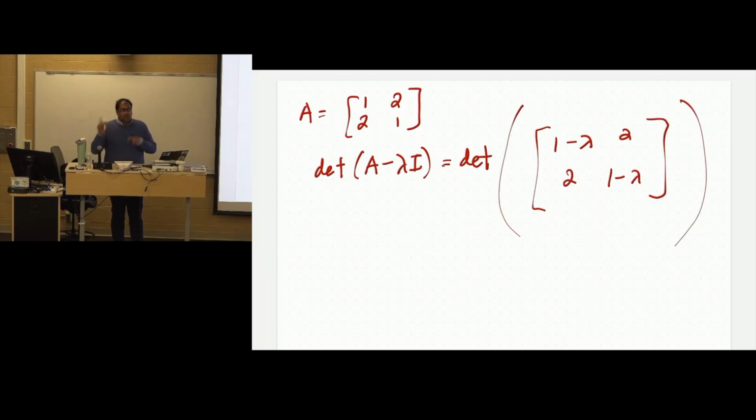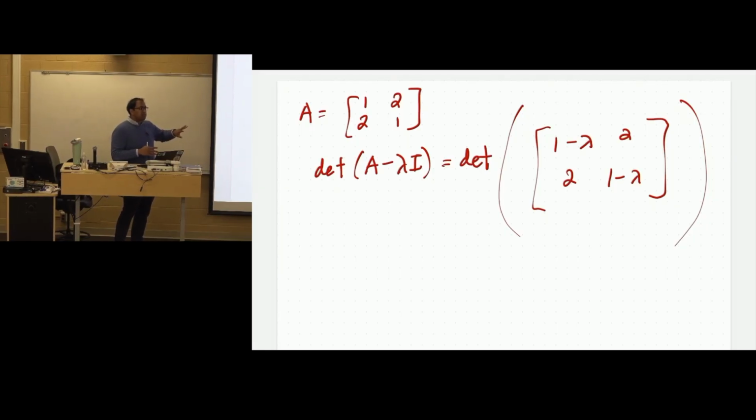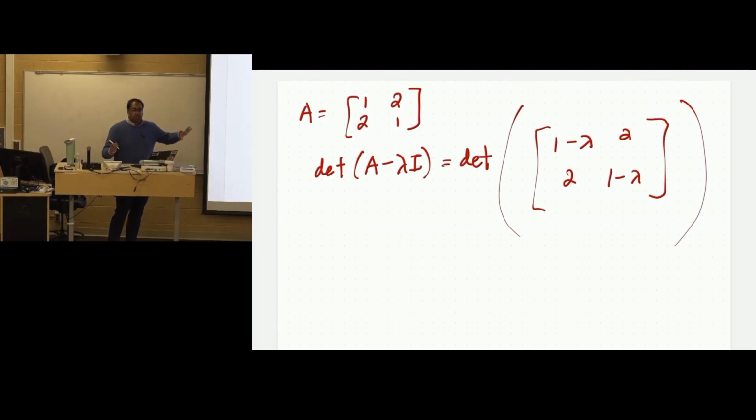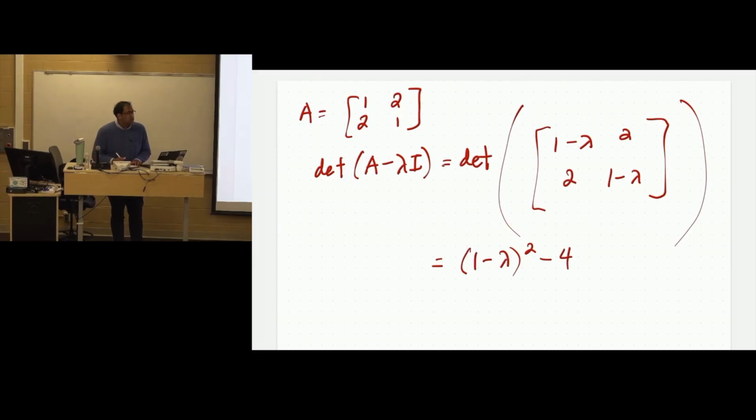Do we agree that subtracting by lambda I is equivalent to subtracting by lambda on the diagonal but leaving everything else the same? We convinced of that? Okay. What does this end up being? It's 1 minus lambda squared minus 4. We agree with that? Okay. Expand this out, you get lambda squared minus 2 lambda plus 1 minus 4, which gives you lambda squared minus 2 lambda minus 3. Where is that equal to 0?